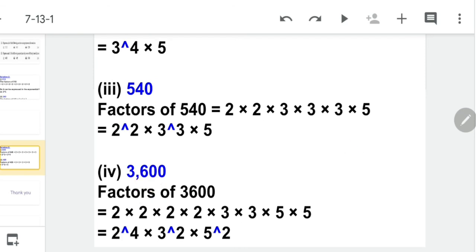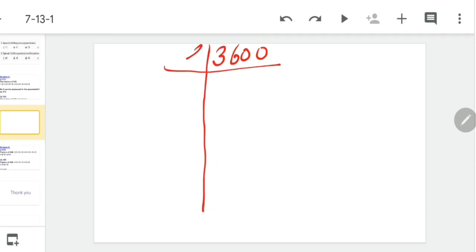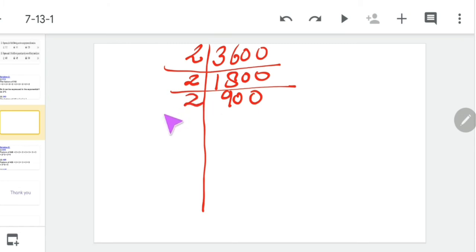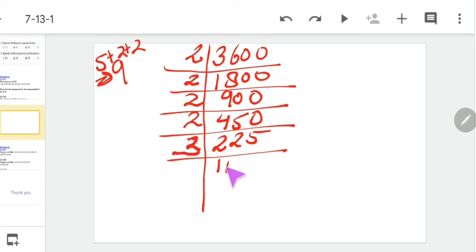Let's see for 3600. So we have 3600. We will start from 2. 1800. Again it could be divisible by 2. That is 900. Again could be divisible by 2. That is 450. Then 2, 2, 5. Then 1. Okay, now it could not be divisible by 2. So we have to check for 3. So 5 plus 2 plus 2 gives us 9. So yes, it could be divisible by 3.